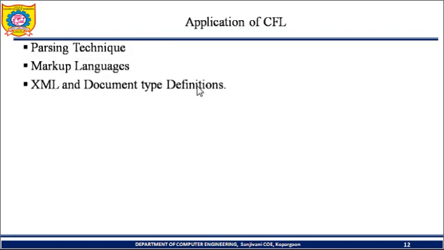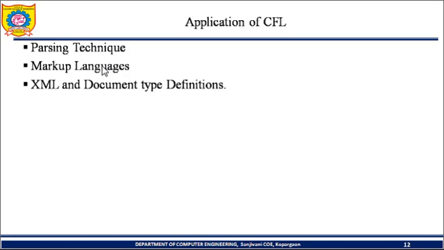Now we'll see the applications of CFL. There are three applications of the CFL. One is the parsing technique. After that, it is useful in markup languages, and it is also used in XML and document type definition. So what do we mean by parser? Here we are going to generate the parse tree with the help of a given grammar, and for that the parsing technique will be used.